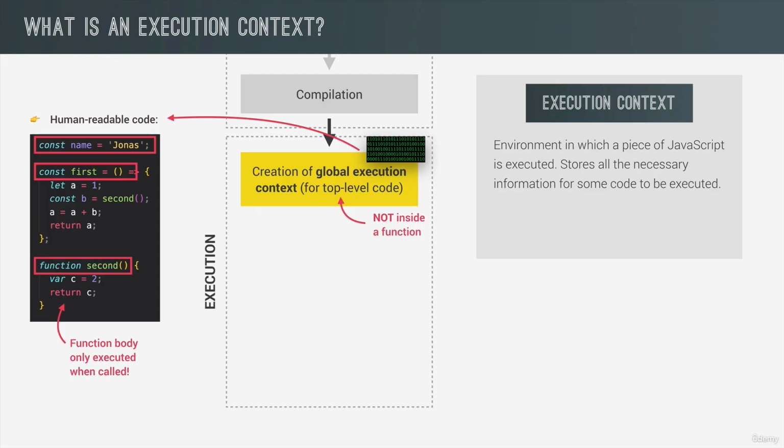such as local variables or arguments passed into a function. So JavaScript code always runs inside an execution context.